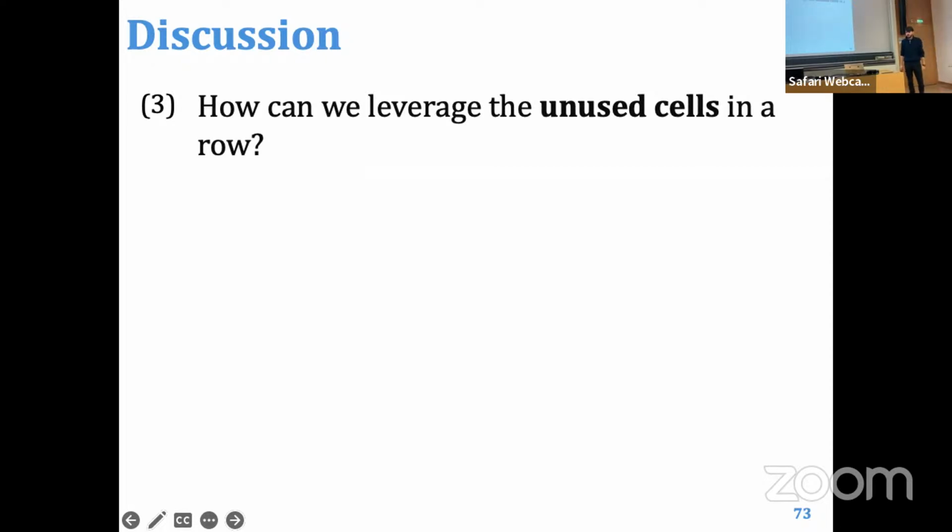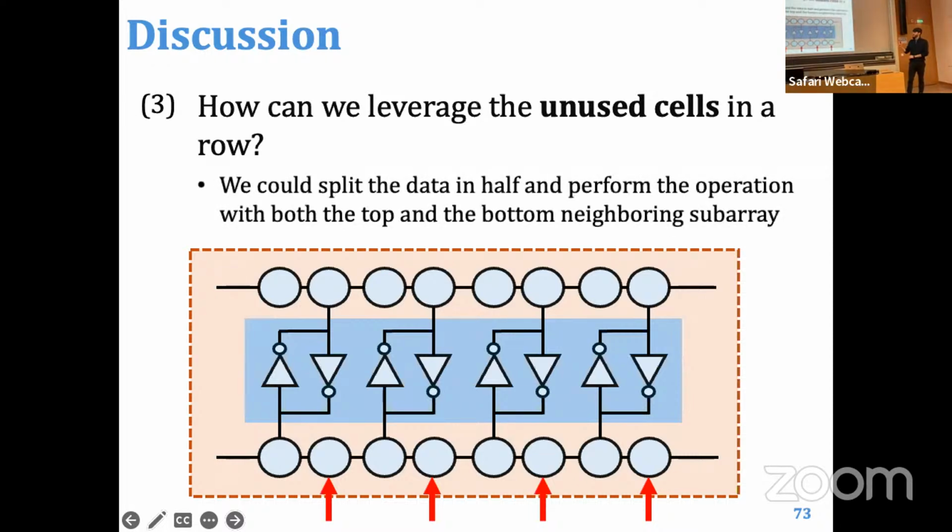Maybe save irrelevant data, or we could split the data in half. We could do the entire computation in the row. We could put half the data in the actual computation, and then put the rest of our data in between and do the computation with the subarray below.